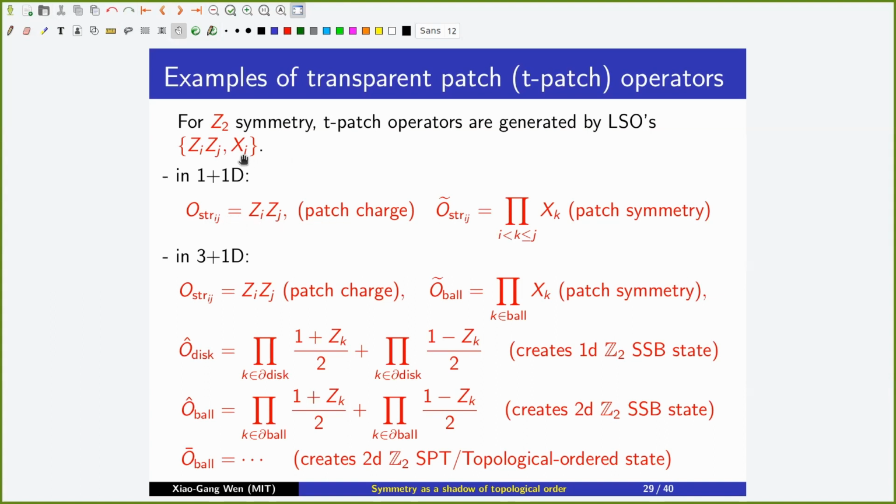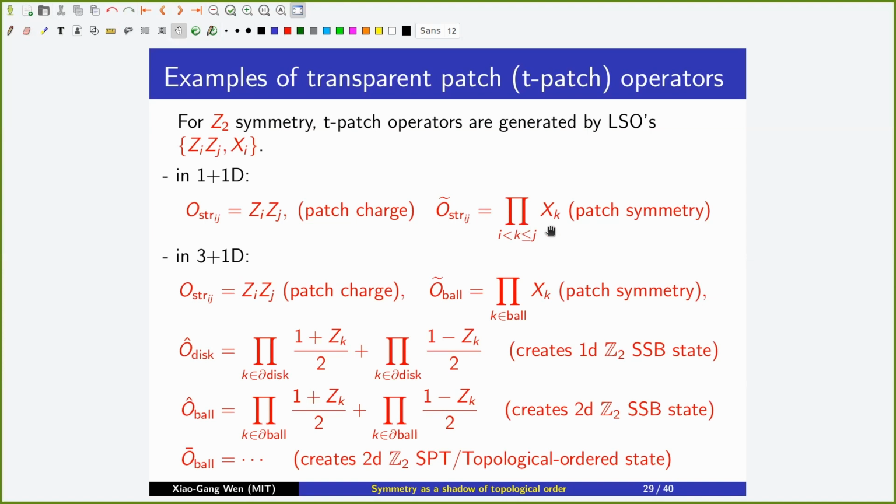And then we can also multiply a lot of X_i together and define another patch charge operator. And a single X_i does not commute with Z_i Z_j. But when you multiply them together to form a patch, then when Z_i Z_j is far away from the boundary, this operator commutes with Z_i Z_j. So this will have an empty, invisible block, and that's called the patch symmetry operator.